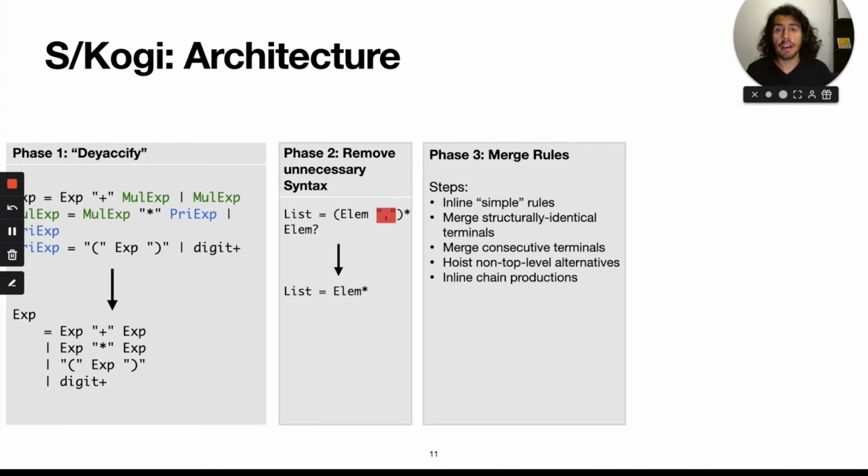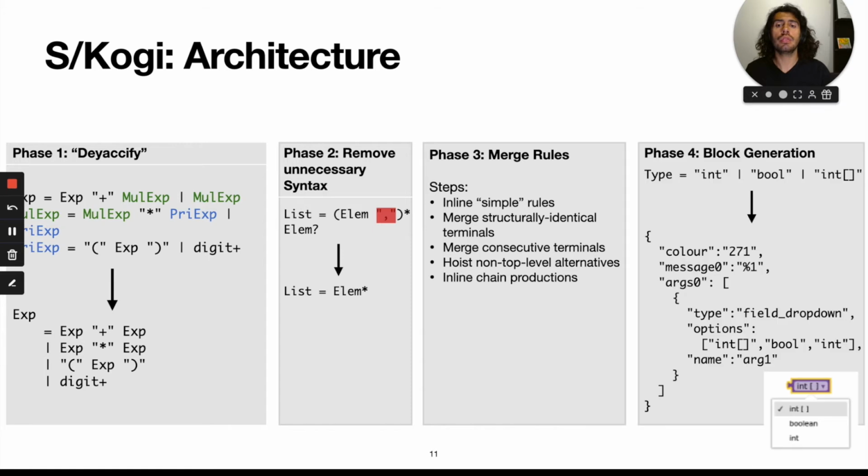Then the second step is where we remove unnecessary syntax, and then we apply merge rules. We define 5 different steps for merging rules. In this talk, I will focus on 2 of them, and the others, if you're interested, I invite you to read our paper. And finally, after merging the rules, we proceed to the block generation.